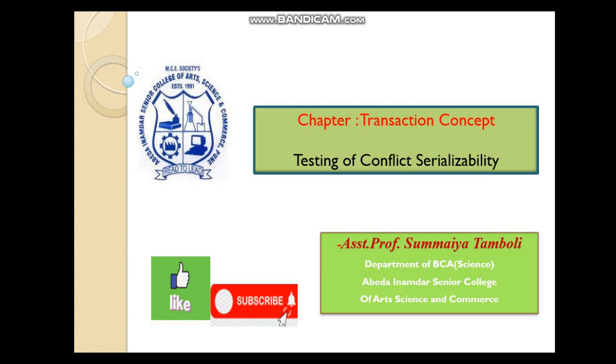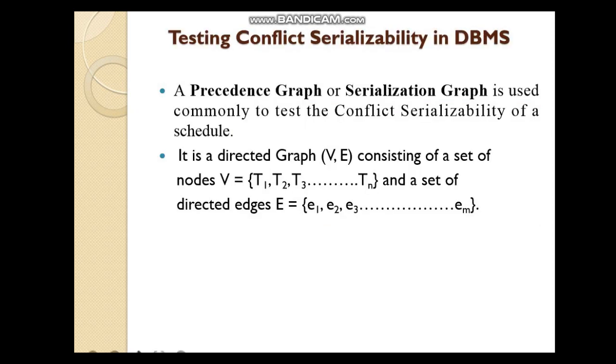Today we are going to see testing of conflict serializability of transaction chapter. Now, testing conflict serializability in DBMS. A precedence graph or serialization graph is used commonly to test the conflict serializability of a schedule.